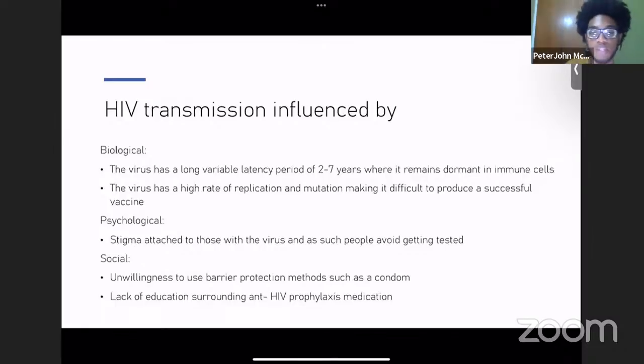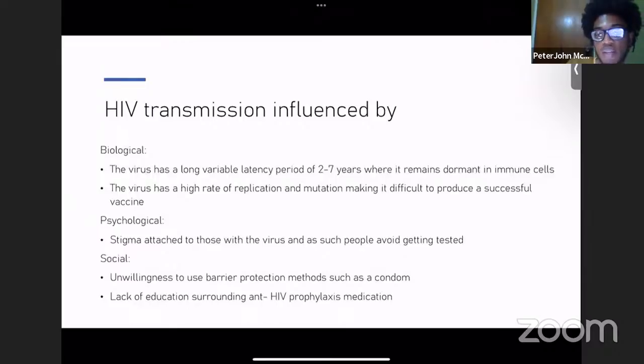Psychological. So there's a stigma attached to those with the virus, and people avoid getting tested. And even when they get tested and know they have it, they avoid getting treated. And some people, even though they know they have it, they just go around infecting people just because. Crazy. Social. Unwillingness to use barrier protection methods such as a condom.